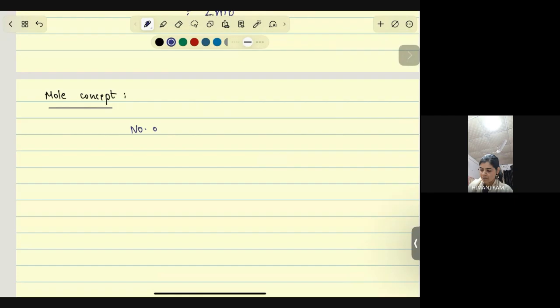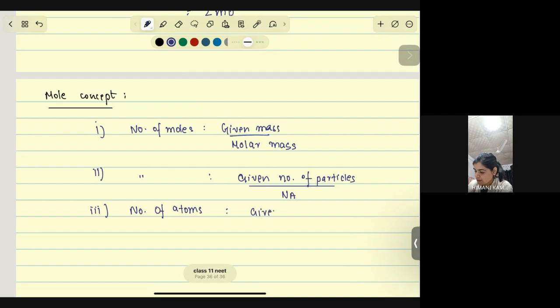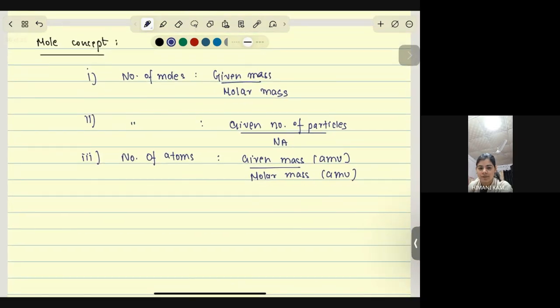So to calculate number of moles, the formula is... what is the formula for calculating number of moles? Given mass upon molar mass. This is the first formula. The second formula is given number of particles divided by Avogadro number. The third formula is for number of atoms: given mass in AMU divided by molar mass in AMU. These are three important formulas.